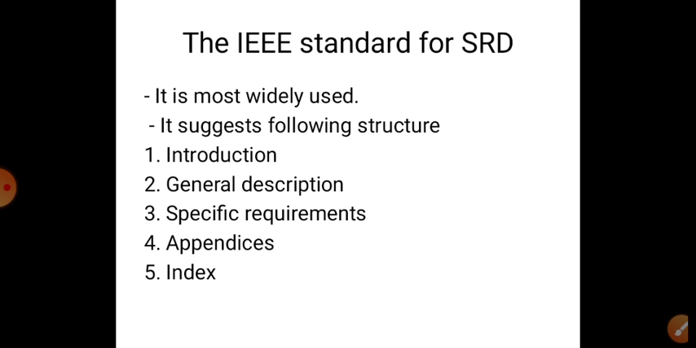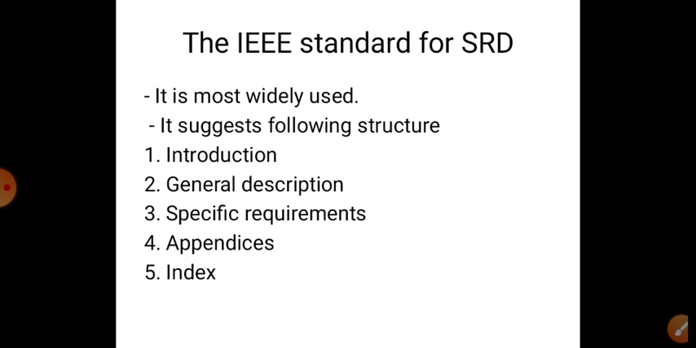1. Introduction. 2. General description. 3rd, specific requirements. 4th, appendices. 5th, index. So the introduction part tells about what functionality the system is developed for. So it introduces the system.